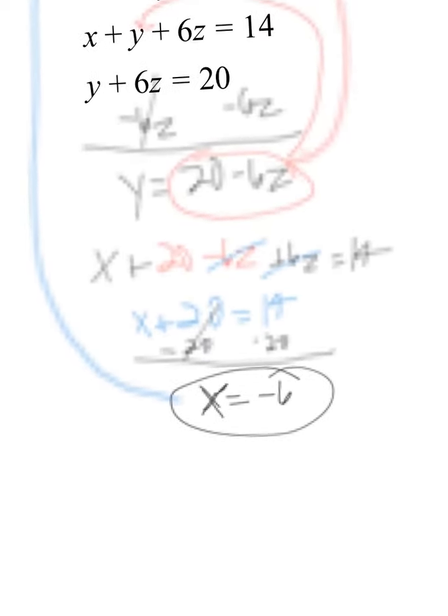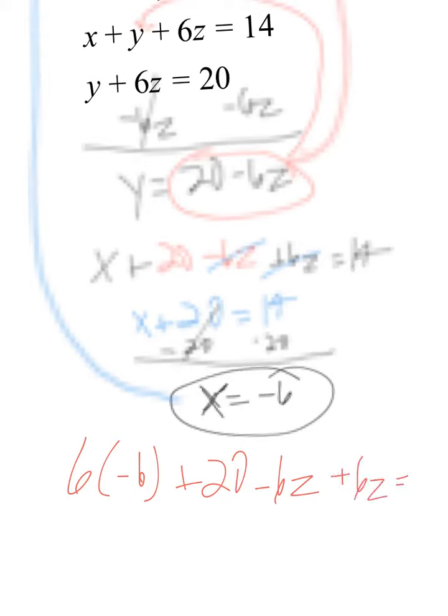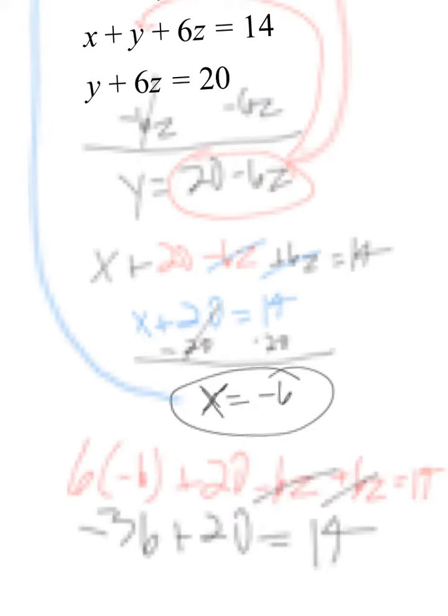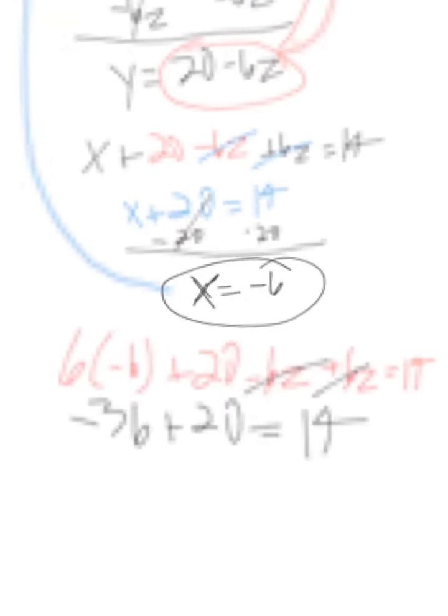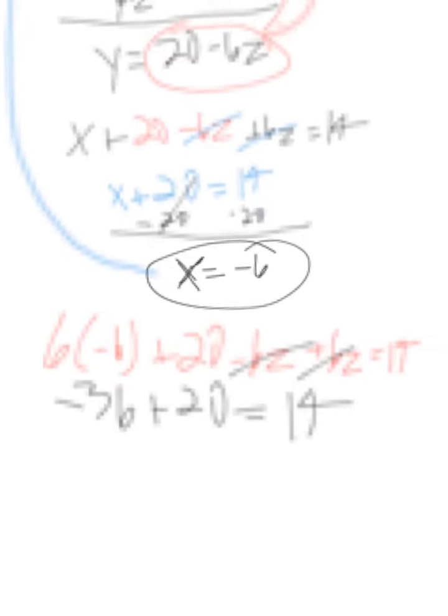So I have 6x, so 6 times negative 6, plus y, so plus 20 minus 6z, and then it says plus 6z again equals 14. Alright, so we got, this makes negative 36 plus 20, and then negative 6 plus 6 is 0. So it equals 14. So let's see what this makes. This is going to say negative 16 equals 14.